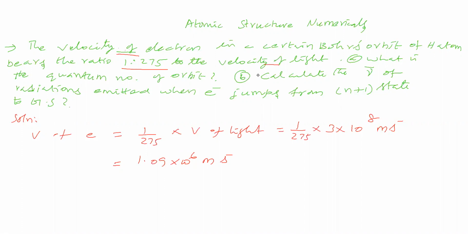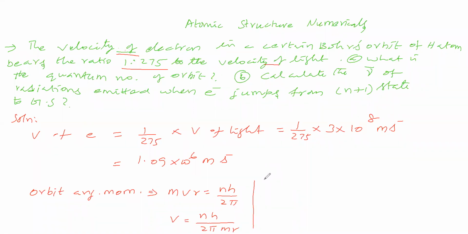Next we have to find what is the quantum number of the orbit. By knowing the velocity, how to find quantum number? What is the relation between velocity and quantum number? That we will see. For which we will take orbit angular momentum of electron: mvr is equal to nh by 2 pi. So v is equal to nh by 2 pi mr.